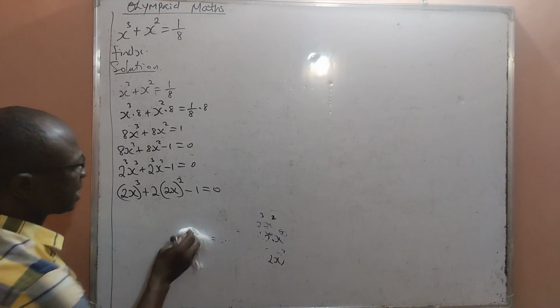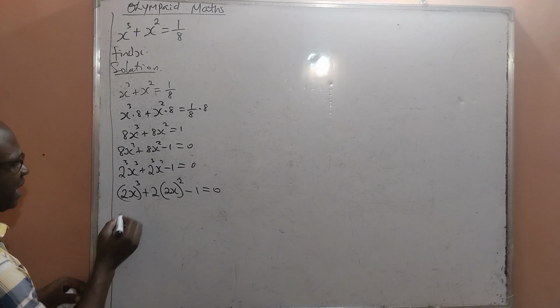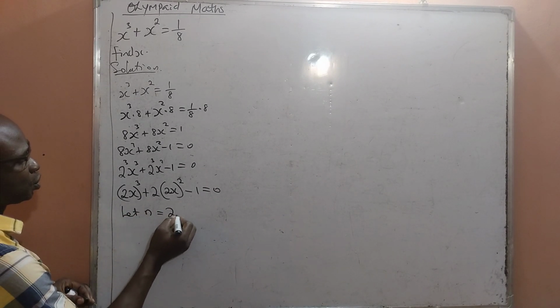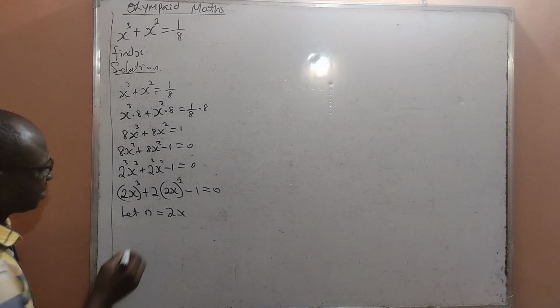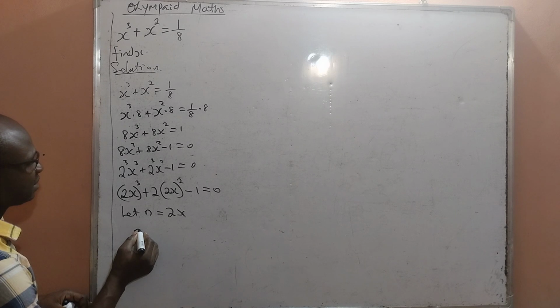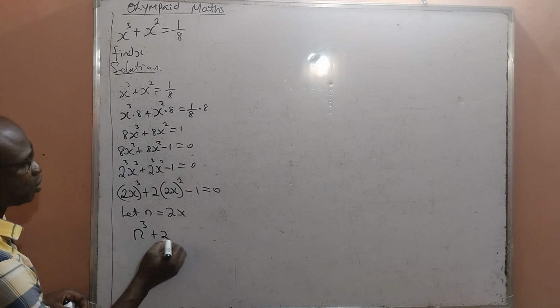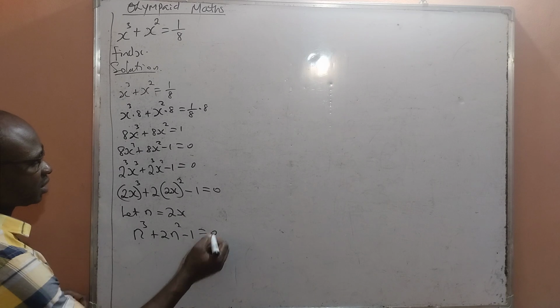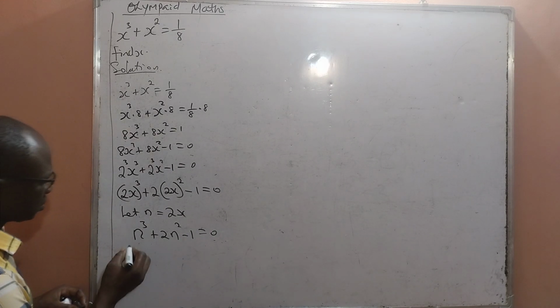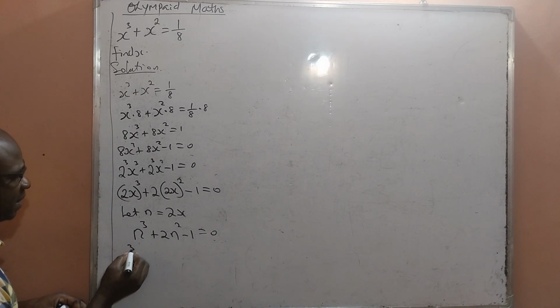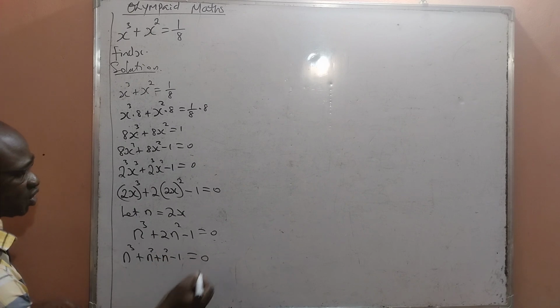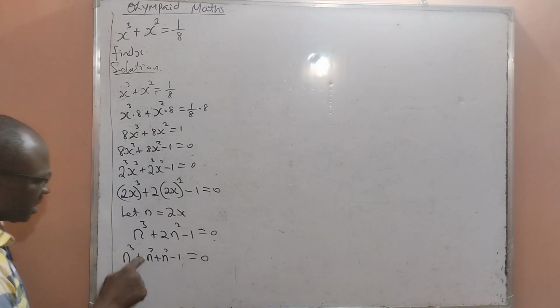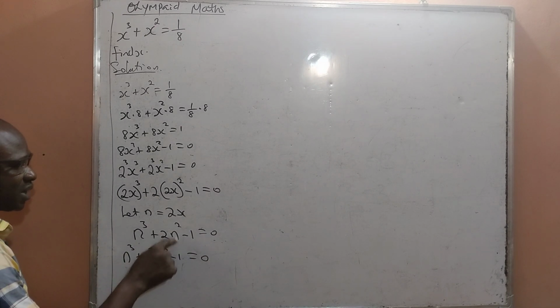At this point, I can now say, let n be equal to 2x. What it means is that anywhere there is 2x, I will replace it with the letter n. And that will mean n raised to the power 3 plus 2n raised to the power 2 minus 1 is equal to 0. Also, I can write it as n raised to the power 3 plus n squared plus n squared minus 1 is equal to 0. What this means is that n squared plus n squared will give me 2n squared.